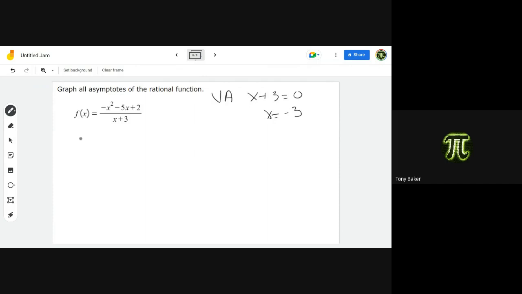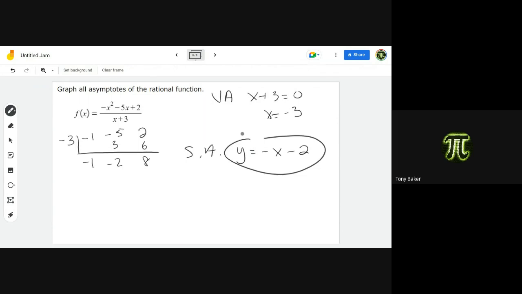So I can take the -3 on the bottom, -1, -5, 2, -1, 3, -2, 6, 8. So my slant asymptote is y equals -x minus 2. Remember, this is just always one less. So it's -1x minus 2.